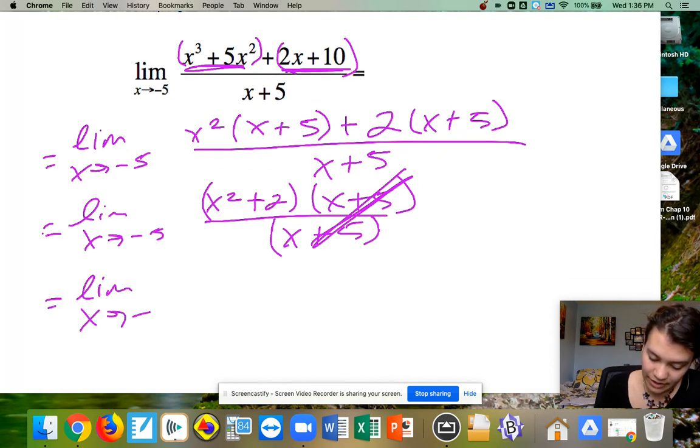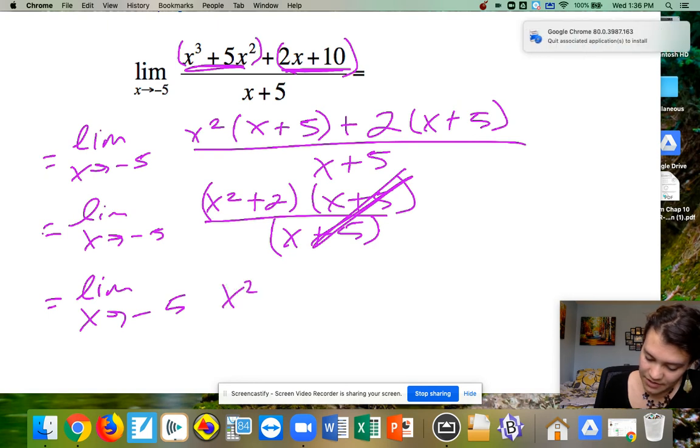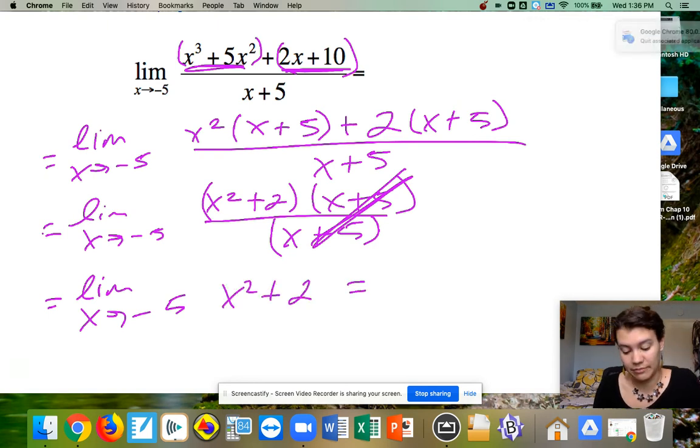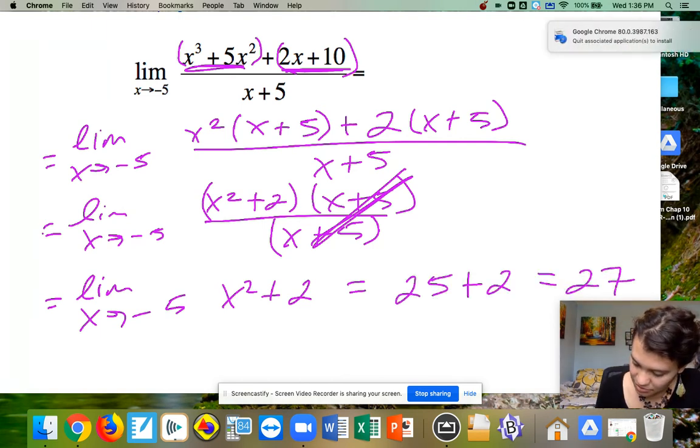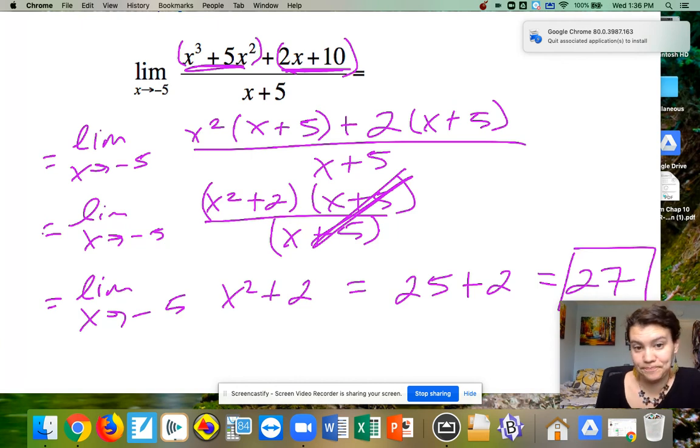Write your limit out again. We get x squared plus 2. So now I'm not dividing by anything anymore, so now I can plug in the value and we get 25 plus 2 equals 27 for your limit.